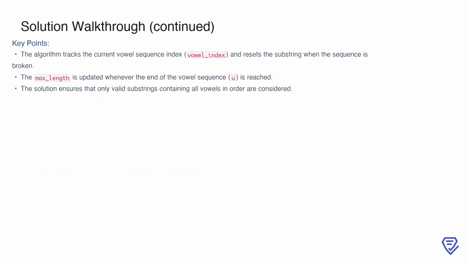To summarize, the solution relies on tracking the current index in the vowel sequence with vowel_index and resetting the substring whenever the sequence is broken. The algorithm ensures that only valid substrings containing all vowels in the correct order are considered. Each time a valid substring ends with the vowel U, the max_length is updated if the current substring's length is greater than the previous maximum. This approach efficiently processes the input while maintaining the constraints of the problem, ensuring that only the longest substring of vowels in order is returned as the result.